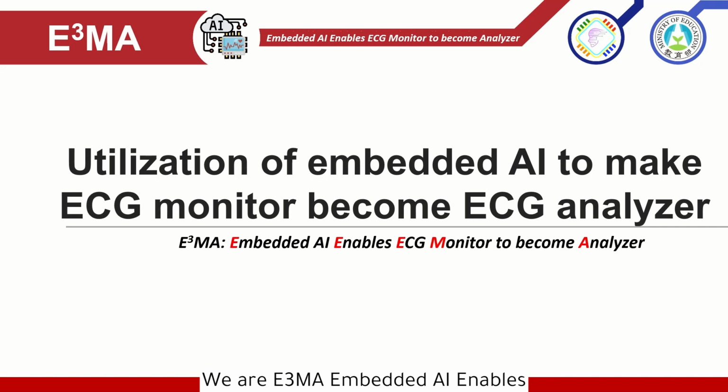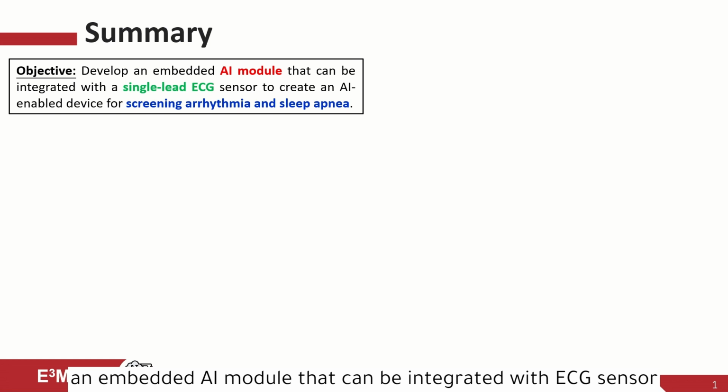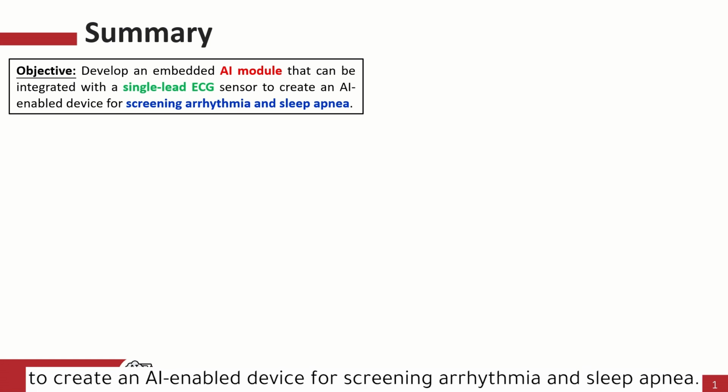We are eCubic MA. Embedded AI enables ECG monitors to become analyzers. The objective of this project is to develop an embedded AI module that can be integrated with an ECG sensor to create an AI-enabled device for screening arrhythmia and sleep apnea.